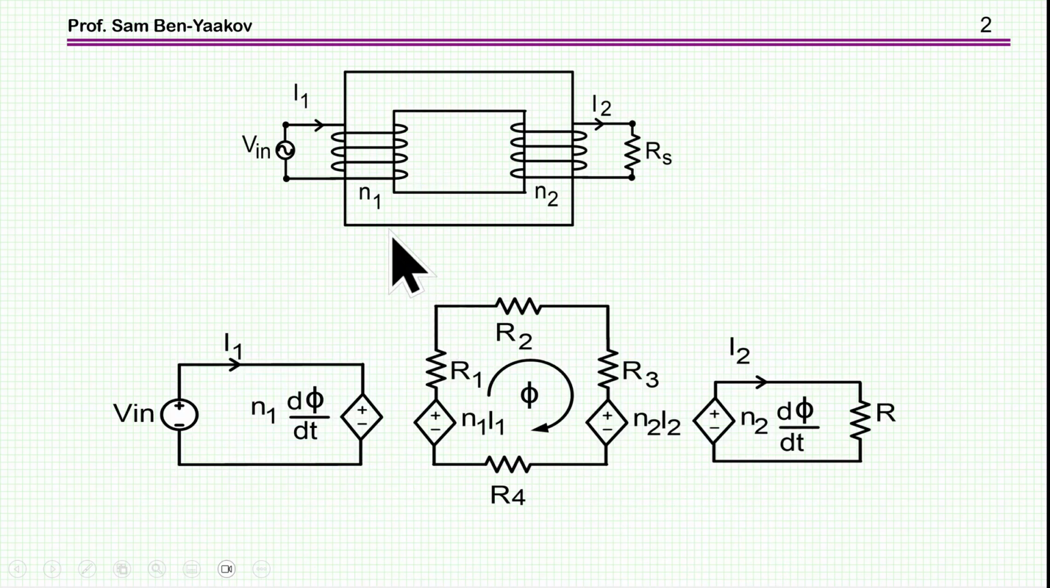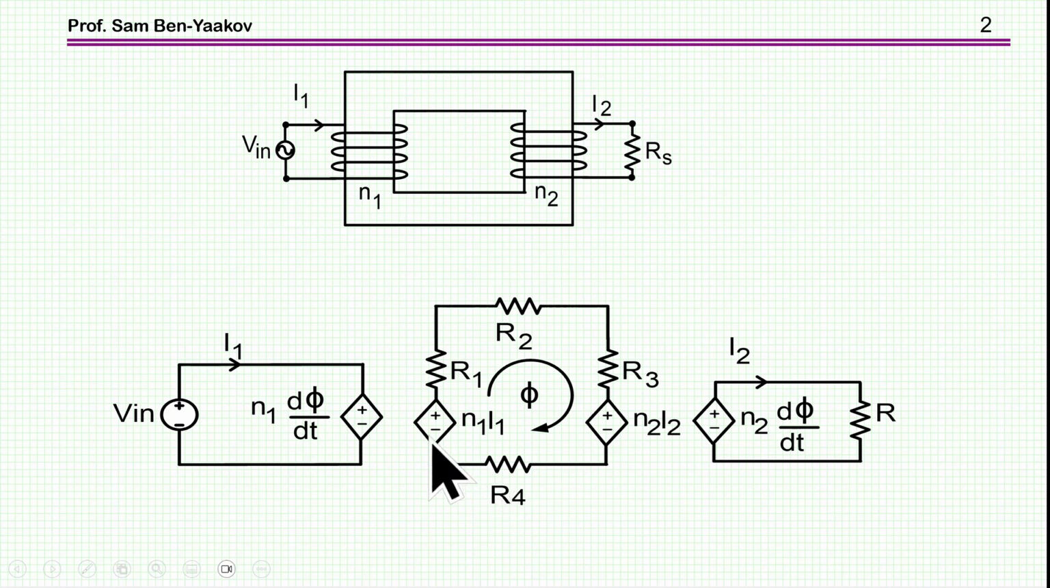Now here is a basic transformer, two windings. This is the core, N1 and N2 are the windings, and then we have the input voltage and a load, which is in this case a resistive load. Now this is the reluctance equivalent circuit. I'm not going into it. I'm assuming knowledge of this reluctance. If you are not familiar, I suggest you get the basic information on it.